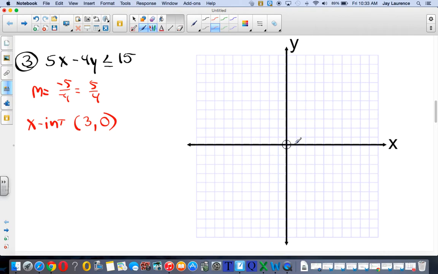So I'm going to plot the point 3, 0. Just double checking, make sure I don't have a sign error. So that's the point 3, 0. And then I got to do some rising and running. So I'm going to rise 5, 1, 2, 3, 4, 5. Run 1, 2, 3, 4. And I can go down 1, 2, 3, 4, 5. Back 1, 2, 3, 4. And I can draw my line.